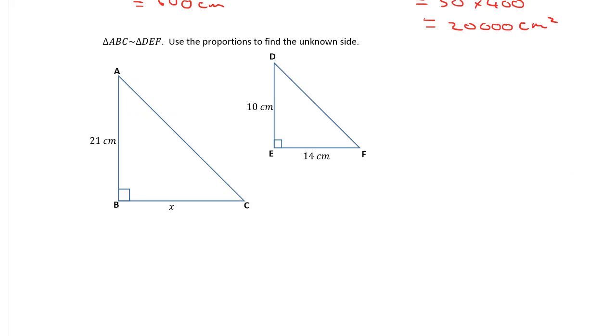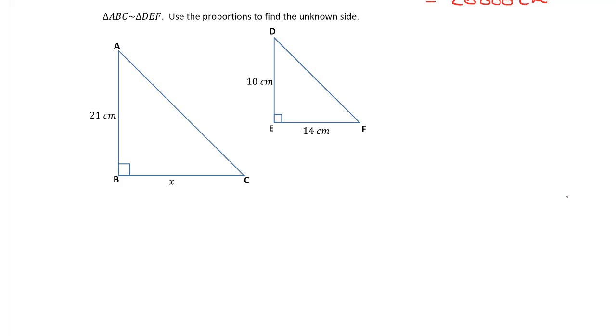All right, let's take a look at another question. So we're told that triangle ABC is similar to triangle DEF. That means that there is a scale factor from one side to the next, and all we really need to do is figure out what that scale factor is. From this diagram, it looks like side AB and side DE are corresponding sides. So let's write down that ratio. We're going to have 10 over 21.